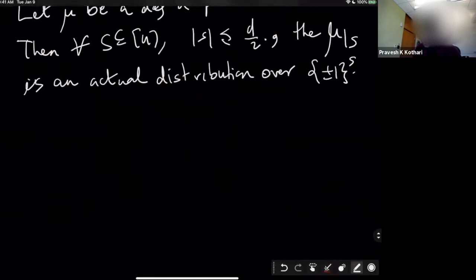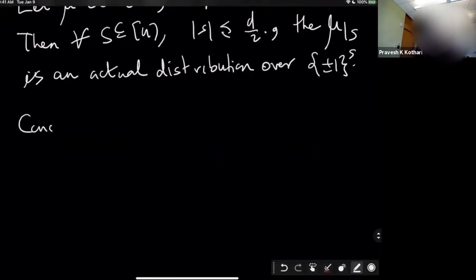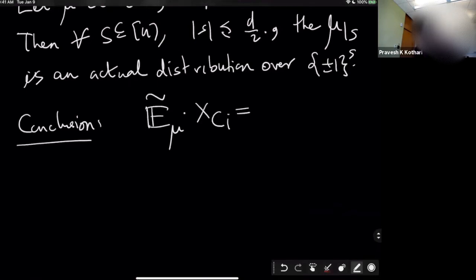Okay, so what have we learned? The conclusion of this discussion is that the pseudo expectation of mu of x sub ci must be equal to bi if I want to construct a pseudo distribution like I want.